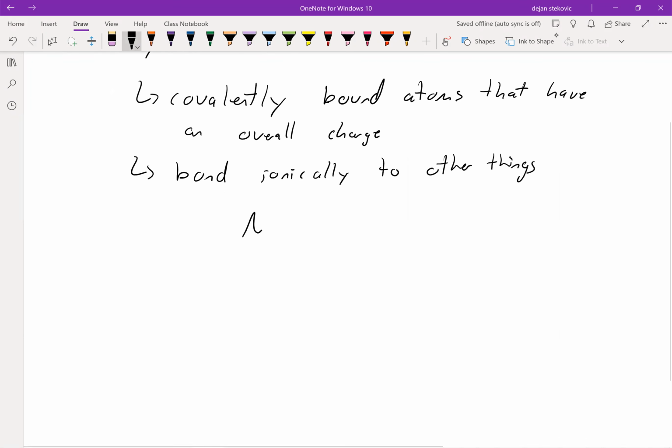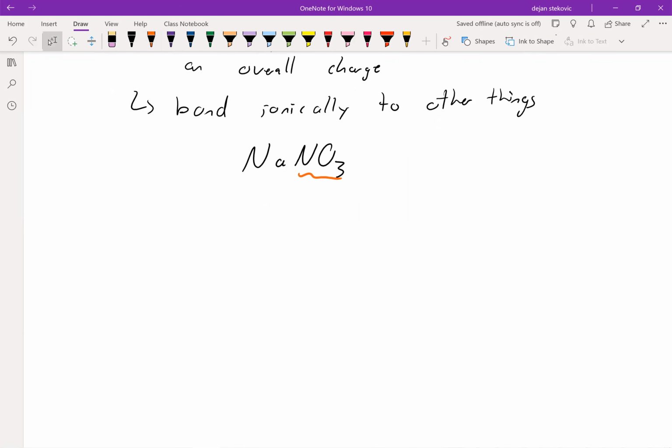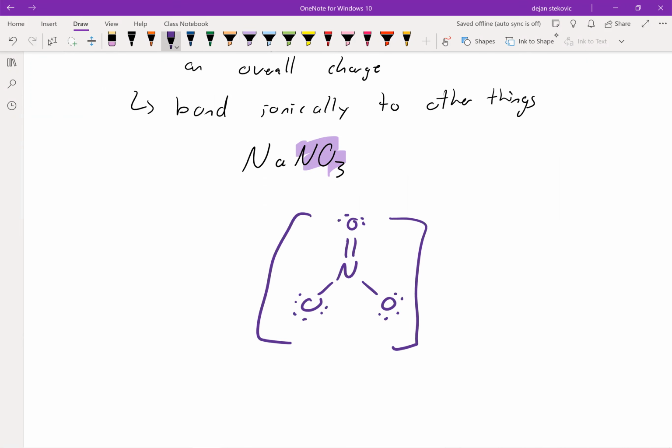So for example, NaNO3. This NO3 is a polyatomic ion. It's nitrate. And so we drew the structures for nitrate previously. There's our Lewis structure for nitrate. Overall has a -1 charge. There are two other resonance structures within this nitrate molecule, but in this case, I'm just going to draw one.